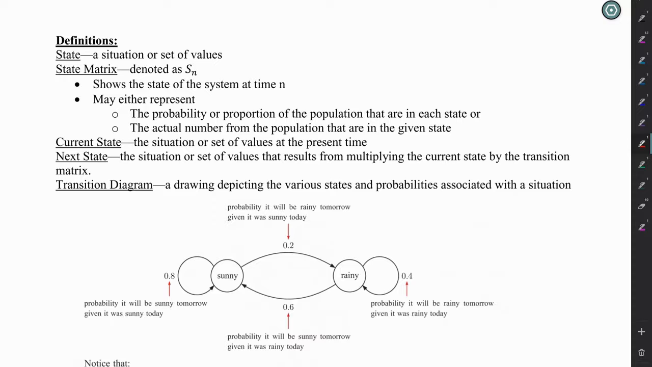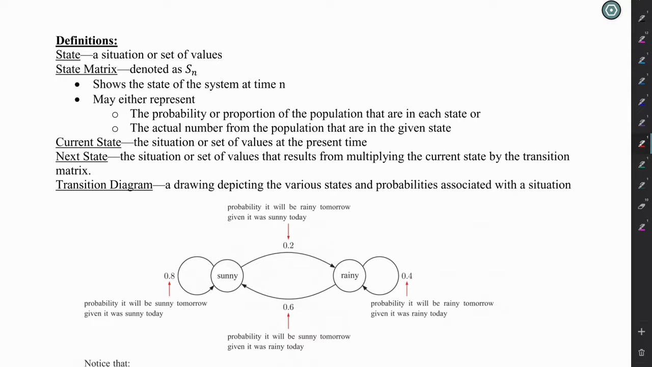The current state is the situation or set of values at the present time. So whatever we have right now is the current state. The next state is the situation or set of values that results from multiplying the current state by the transition matrix. And we'll get into what a transition matrix is in just a second. But before we can understand a transition matrix, we first have to understand a transition diagram.